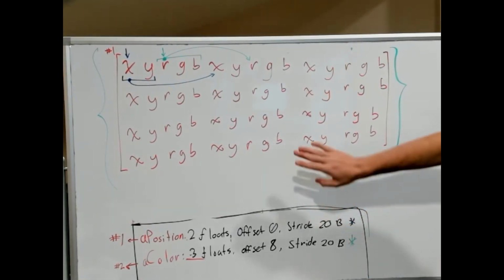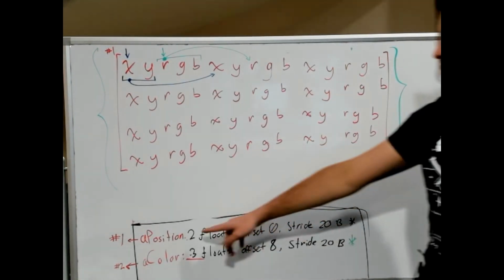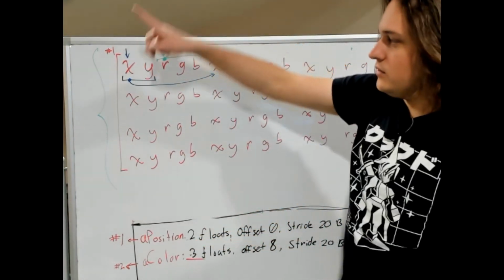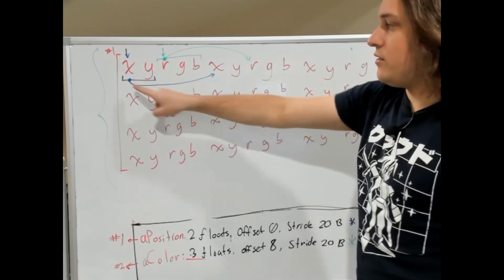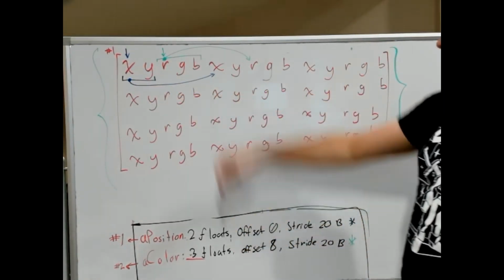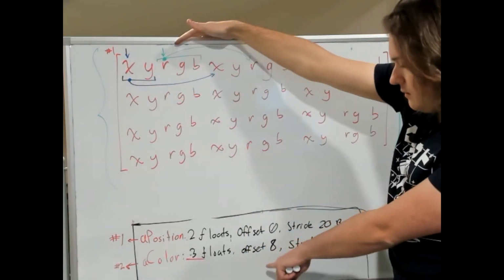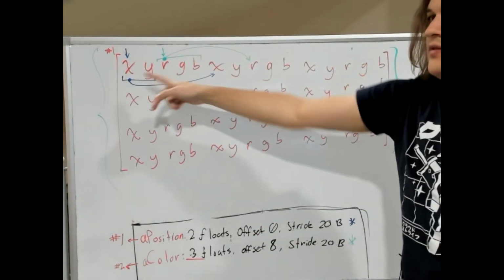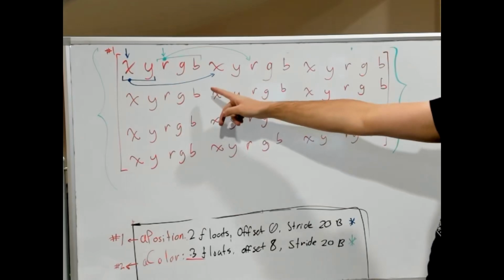like right now. I took some time and I drew them out. We've got our A position is set to 2 floats, offset 0, stride 20 bytes. That's offset 0, 2 floats, 20 byte stride. And then we've got offset 8 bytes, stride 20 bytes again, and that's 3 floats. So that's what defines our vertex attributes right now.